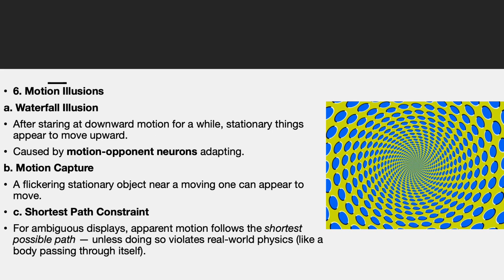Number 6, motion illusions. The first is the waterfall illusion, which is after staring at a downward motion for a while, stationary things appear to move upward, caused by motion opponent neurons adapting. The second one is motion capture. A flickering stationary object near a moving one can appear to move. The third one, shortest path constraint. For ambiguous displays, apparent motion follows the shortest possible path, unless doing so violates real-world physics, like a body passing through itself.